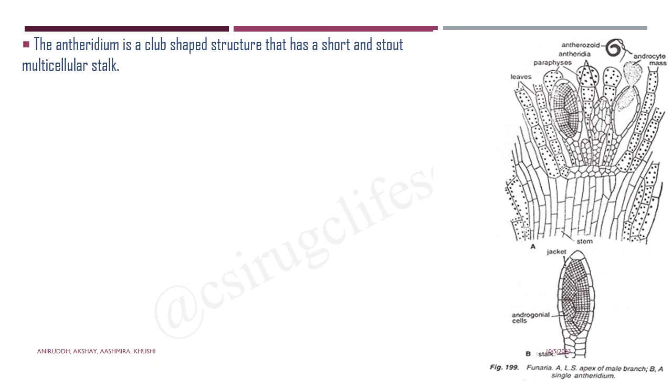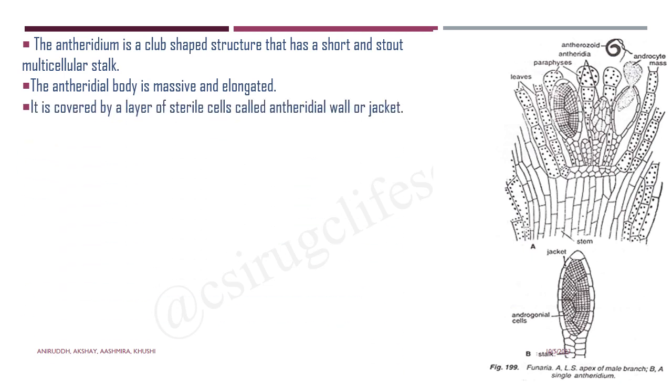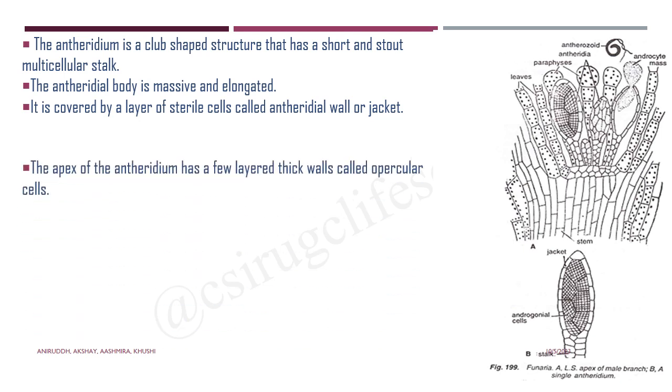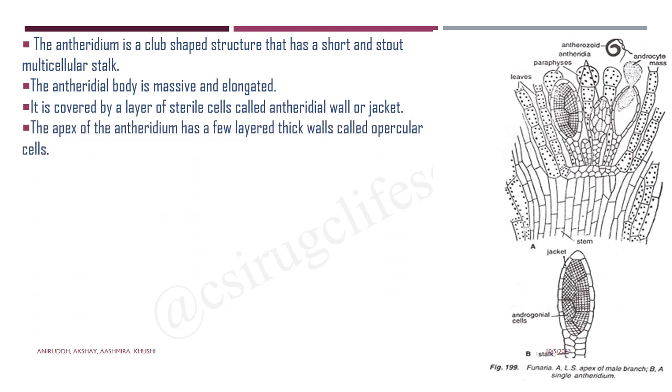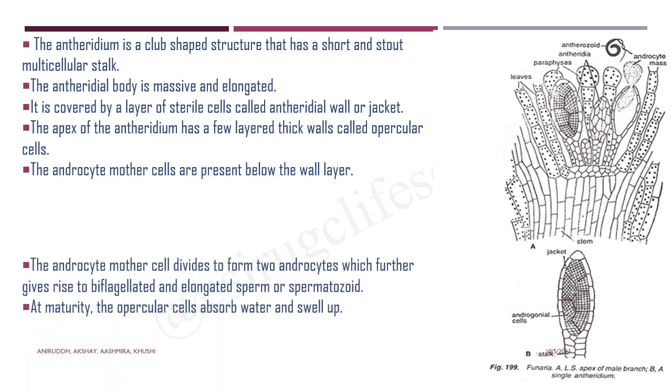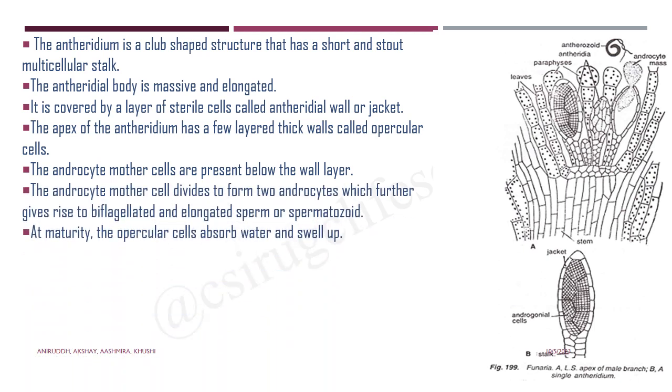The antheridium is a club-shaped structure that has a short and stout multicellular stalk. The antheridial body is massive and elongated. It is covered by a layer of sterile cells called antheridial wall or jacket. The apex of the antheridium has a few layered thick wall called opercular cells. The androcyte mother cells are present below the wall layer. The androcyte mother cells divide to form two androcytes, which further give rise to biflagellated and elongated sperm or spermatozoid.